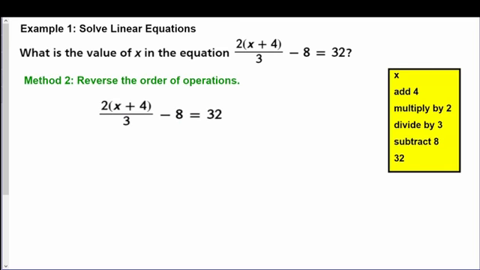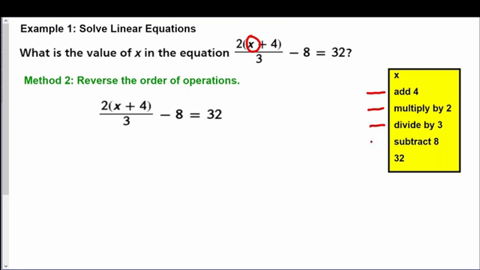All right, we're going to take a look at the same equation again, but now we're going to solve it in a different way. We're going to actually just reverse the order of operations to solve this. So the way I like to think about this is I like to start with x and kind of think about what's happening to x in the order of operations. So the first thing that's happening to x is we are adding 4. I have them listed here. And then after we add 4, we multiply that sum by 2. And then after that, we divide by 3.